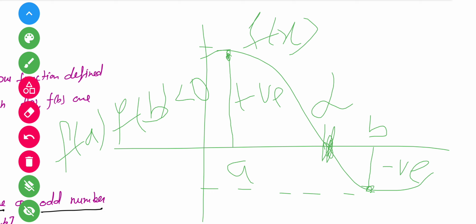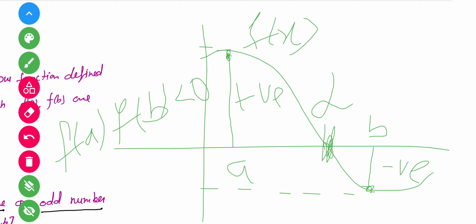Okay, it satisfies the equation. So in that case we say that whatever value we have put such that it satisfied the condition of f(x) equal to 0, then we say that value is the root of that equation. Okay, that function.